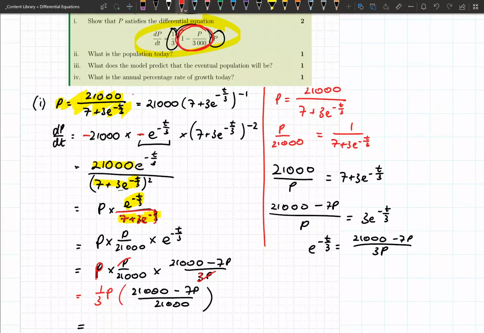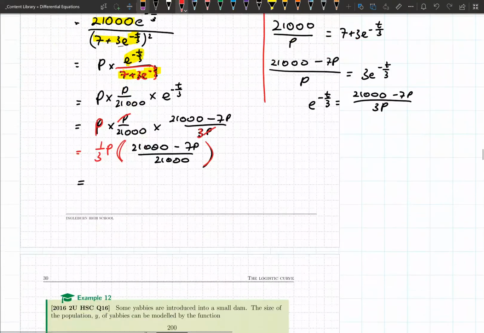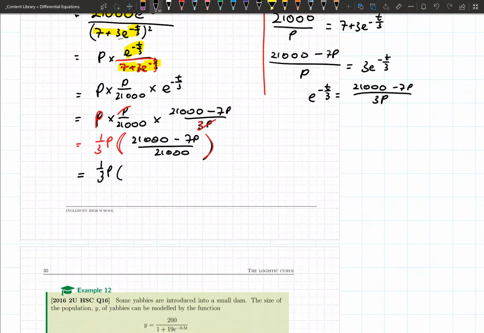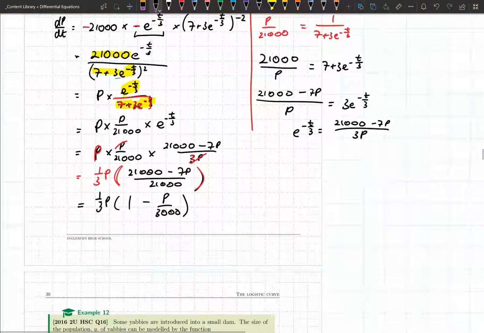Have a look at this red circle. Have a look at what we've got in this fraction, this bracket over here. There's 1 minus p over 3,000. Yeah, it's 1 minus p over 3,000, right? Can you see that I can just divide? You can divide both of the terms by 21,000 and you'll get 1 over 3p, 1 minus p over 3,000. Hey, we got there. Fairly annoying.